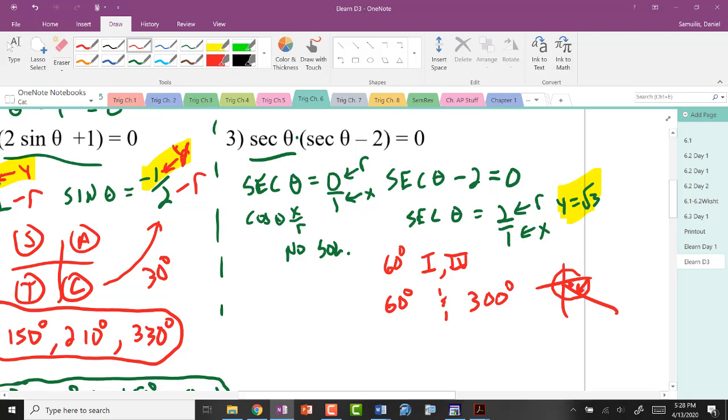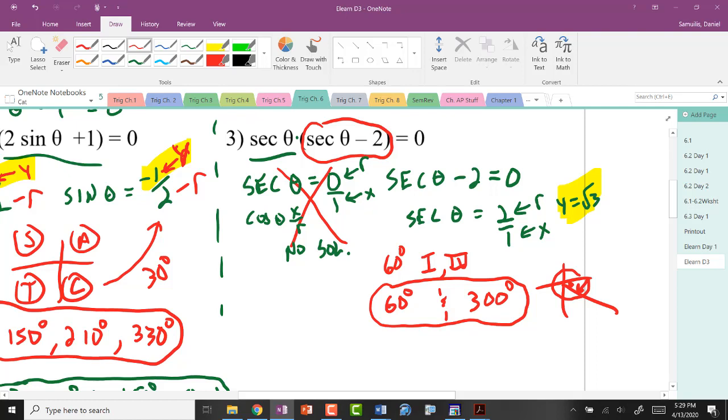Now, do these answers work when I plug them in? Well, the secant of 60 is 2, right? And that's true. 2 minus 2 is 0. The secant of 60 is 2 here as well, but 2 times 0 is still 0. So these still work. It just so happens that this part of the zero product property didn't lead to valid solutions. But this one did, because both of these answers turned this set of parentheses into 0. And 0 times whatever is still 0, so we're okay.